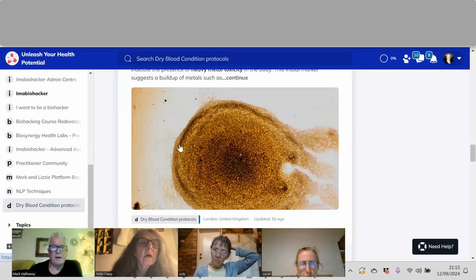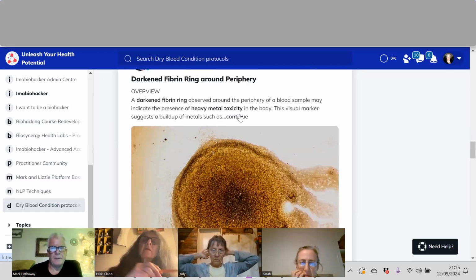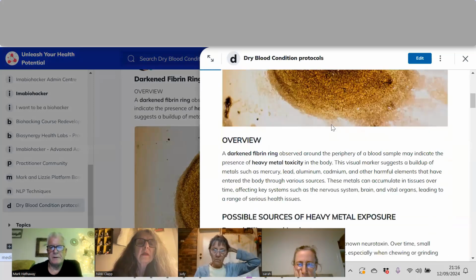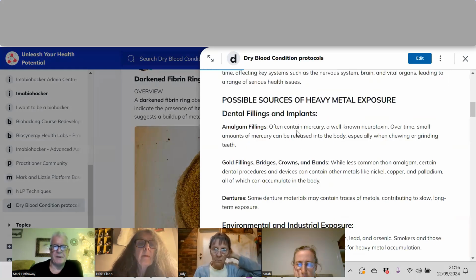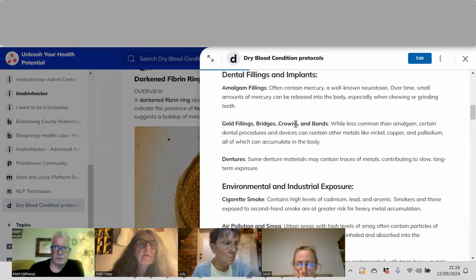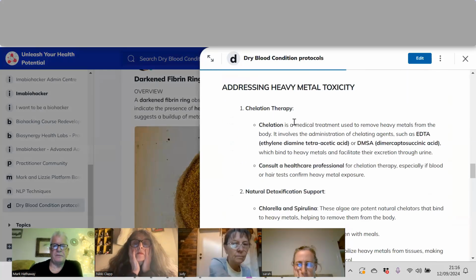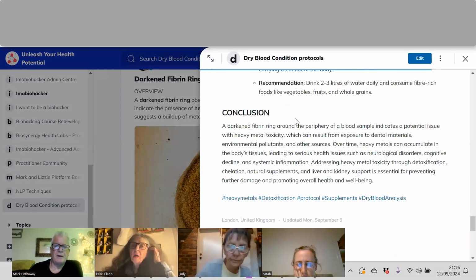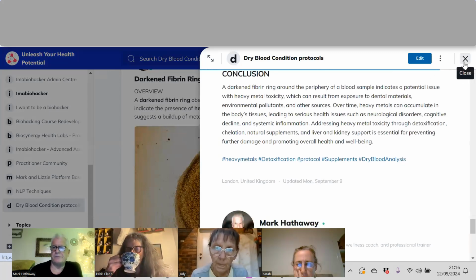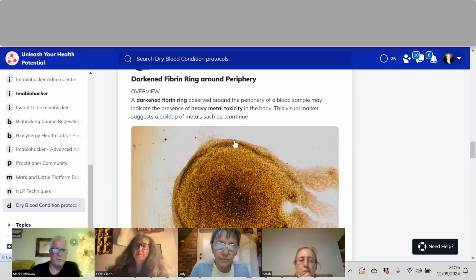This is heavy metal. See the darker area around the edge? They're often spun out to the side because they spin out. I talk a little bit more about where they come from, what possible exposure, all the different stuff, and then go into addressing them. I've done a lot of work to redo the structure of my blood analysis and all the protocols, and go into details and really change it up a bit.